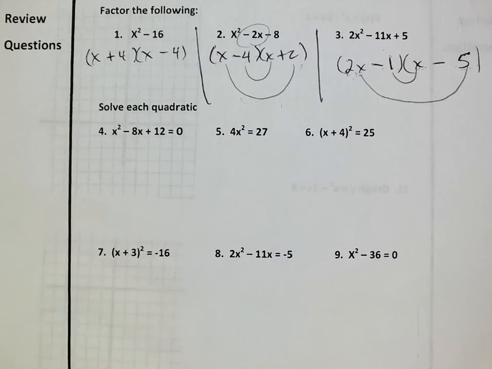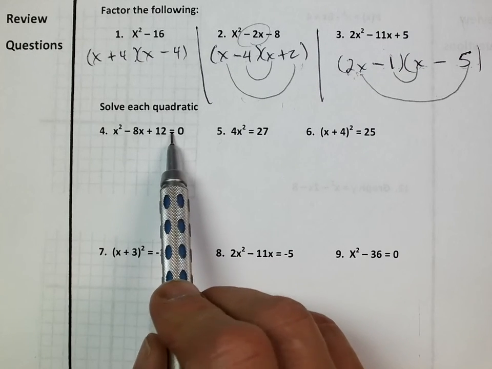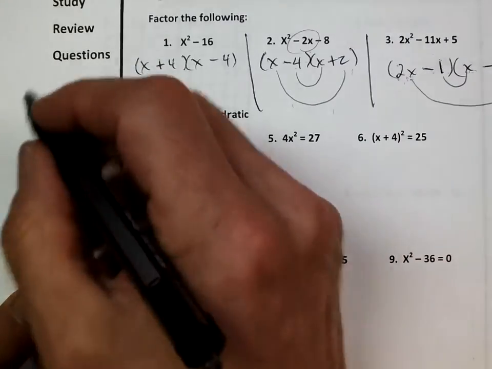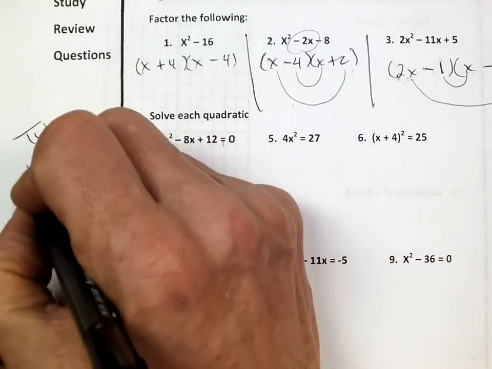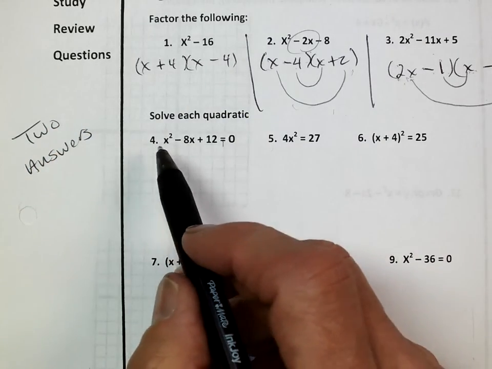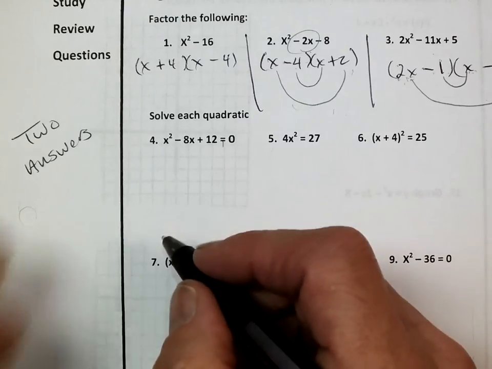Okay? Now, 4. The only difference with 4 is we're going to take it a step further. Since it's set equal to 0, we'll factor it first, and then we'll get our answers. Now, for sure, give yourself a little side note: 2 answers. We've got to have 2 answers. With an x squared, we'll always have 2 answers, okay? So let's factor first.